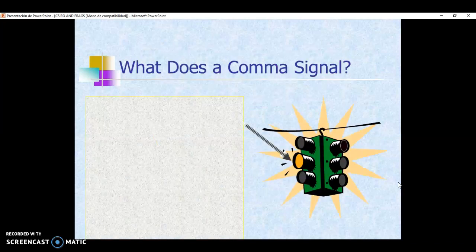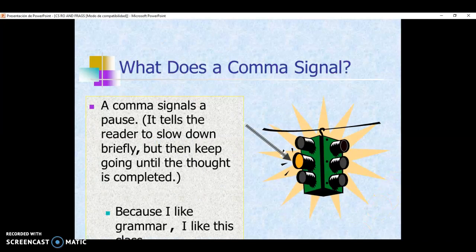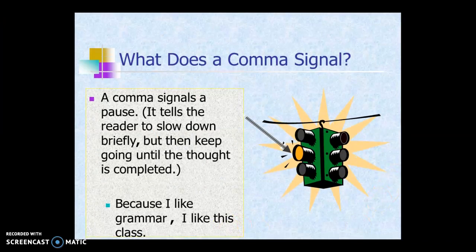What does a comma signal? A comma signals a pause. It tells the reader to slow down briefly, but then keep going until the thought is completed. Because I like grammar, I like this class. The comma represents a very slow pause, so you let your reader catch a little breath by providing a short pause. But it doesn't mean that a comma will separate ideas.